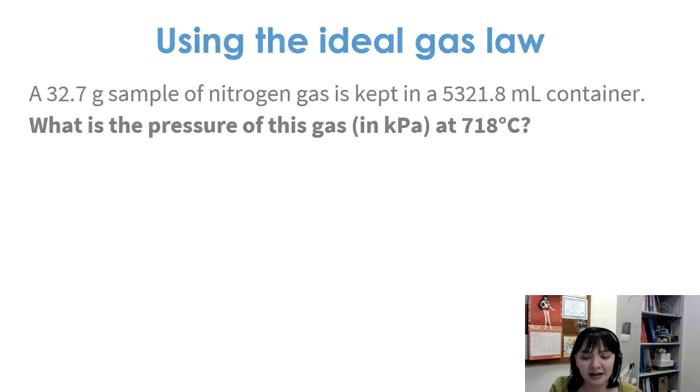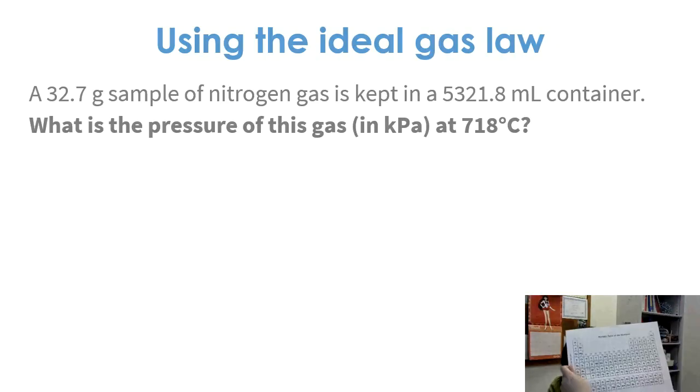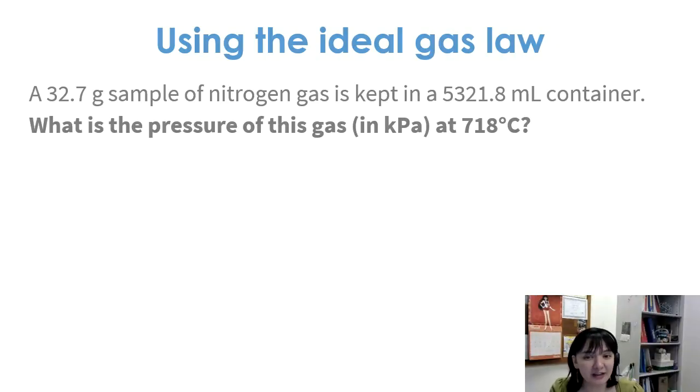So again, we're going to use our ideal gas law equation. We'll also definitely need our formula sheet and our different equalities and conversions, as well as the periodic table. But so go ahead and take a minute to work through this one. Try to solve for the pressure in kilopascals of this nitrogen sample.